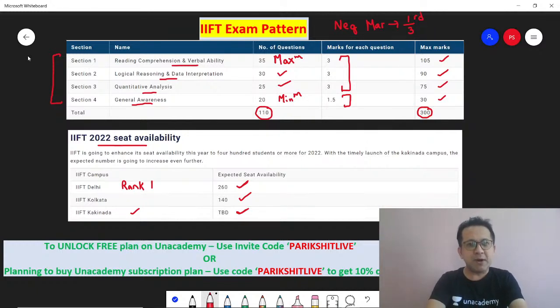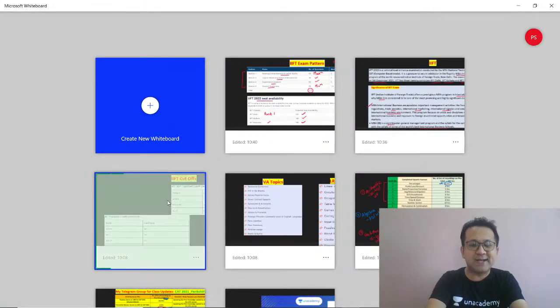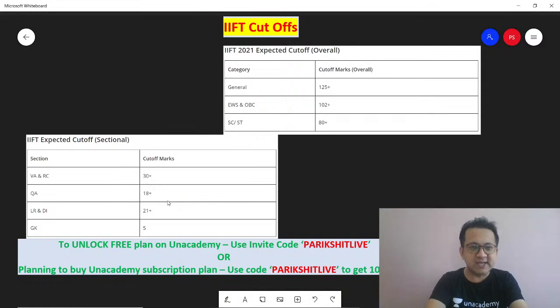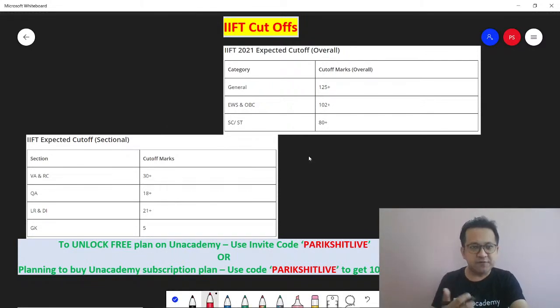That was about the exam pattern and the seat availability for IIFT in 2022. Next, let's talk about the IIFT cutoffs last year and in recent years. If you look at the IIFT cutoffs, the expected cutoffs overall based on past year analysis for the general category, the total cutoff is around 125 plus. 125 out of how much? Out of 300. Correct. So the total is 125 out of 300 for the general category.